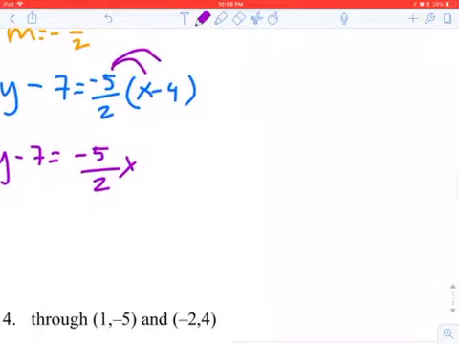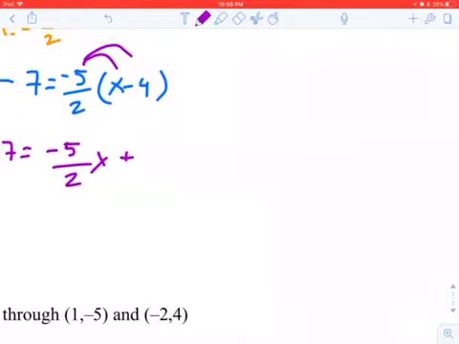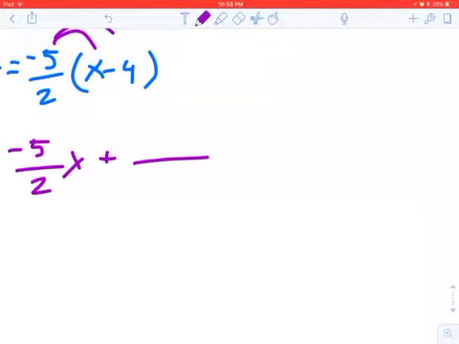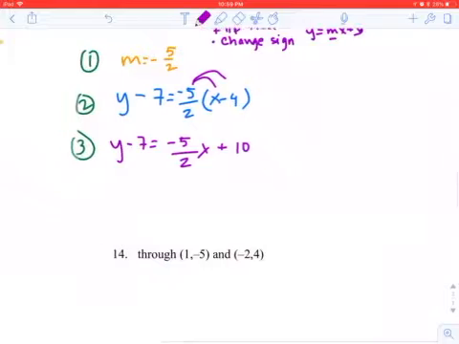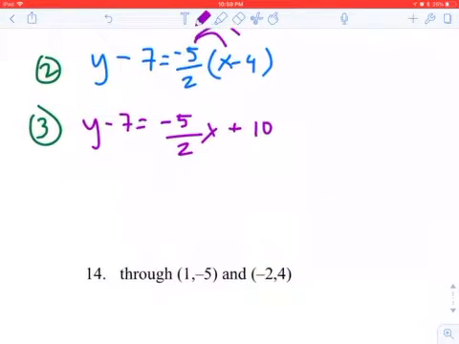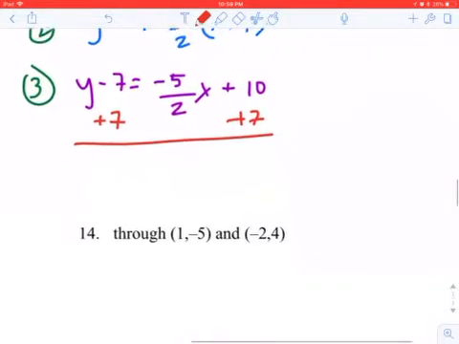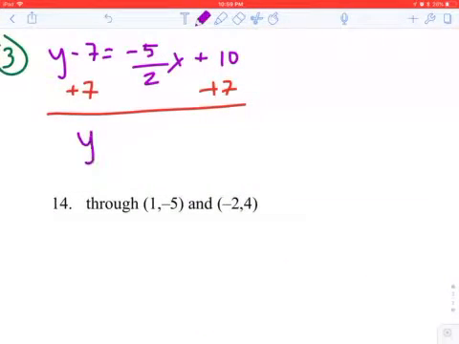And then negative 5 over 2 times negative 4 becomes a positive. So I get 5 times 4 on the top and 2 on the bottom. You know that 5 times 4 is 20. And then you know that 20 divided by 2 is 10. So your answer, or not yet, you got to add 7 to both sides. Y is equal to negative 5 over 2x plus 17.